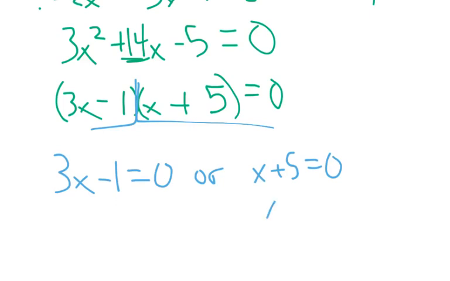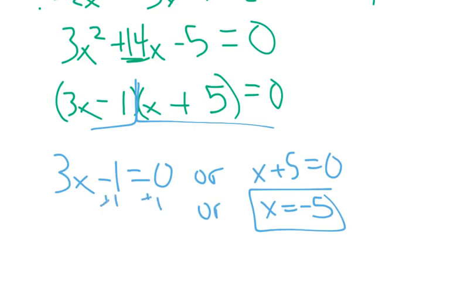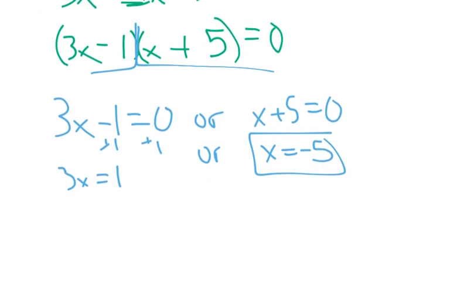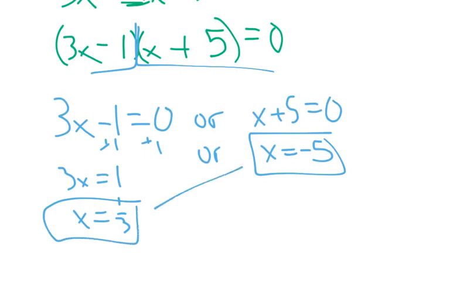When I solve, again, the one on the right, fairly straightforward. X equals negative 5. Then on the left, I add 1 to both sides. 3x equals 1. Divide by 3. X equals 1/3. Or x equals negative 5.